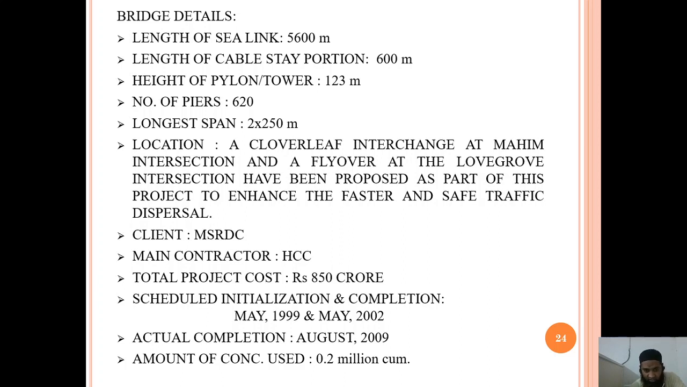You can see the client is MSRDC and the main contractor is HCC. Total project cost is 850 crore. The schedule for initiation and completion was from May 99 to May 2002, so basically it was for about 3 years. Actual completion took place in August 2009. You can just see the delays which have been caused.